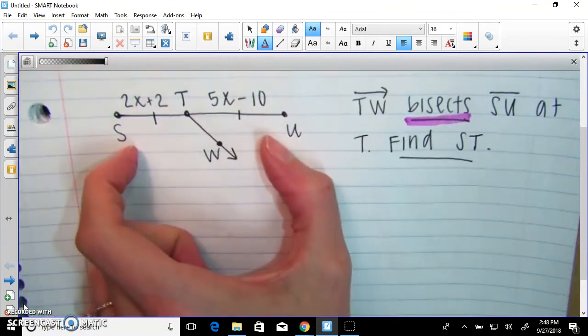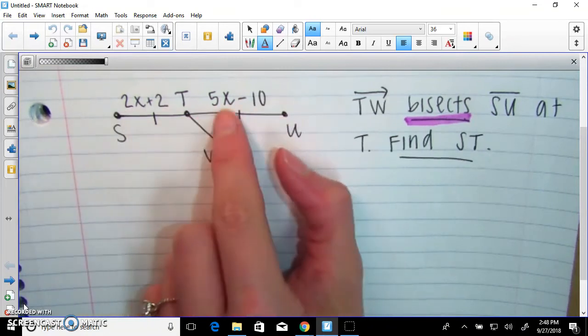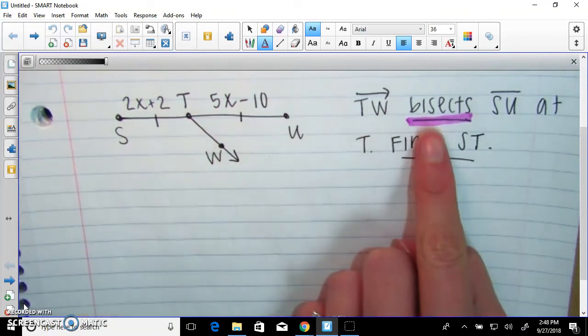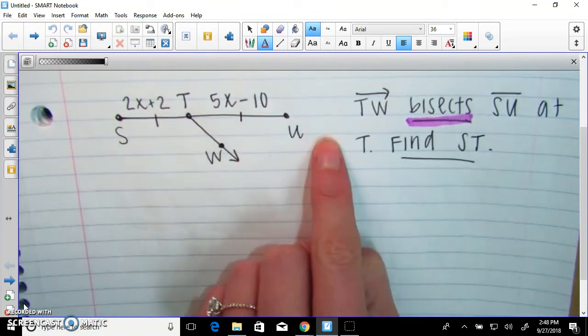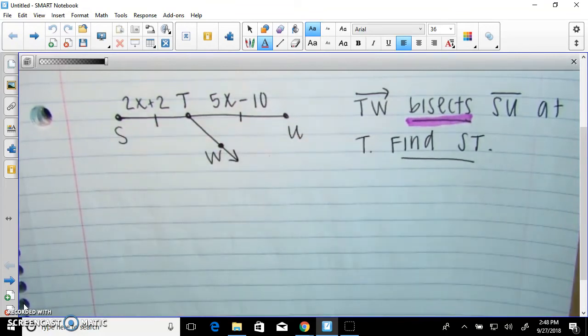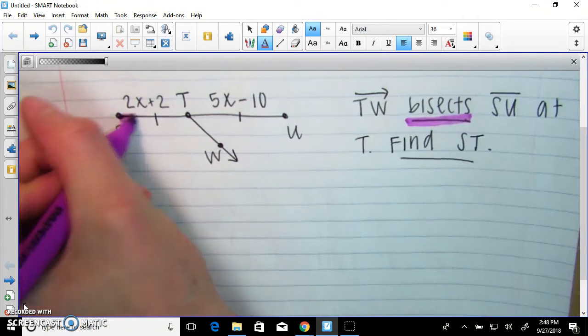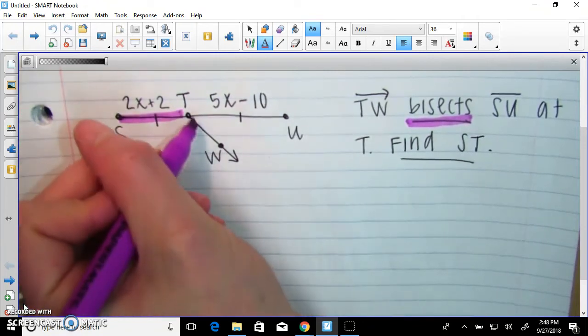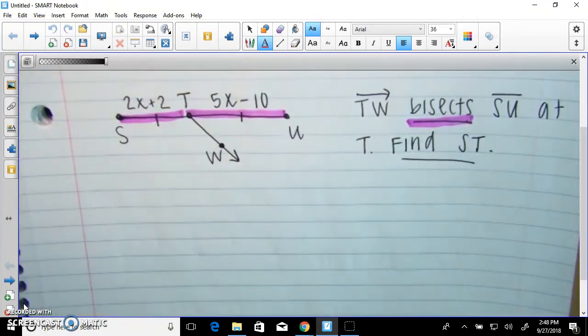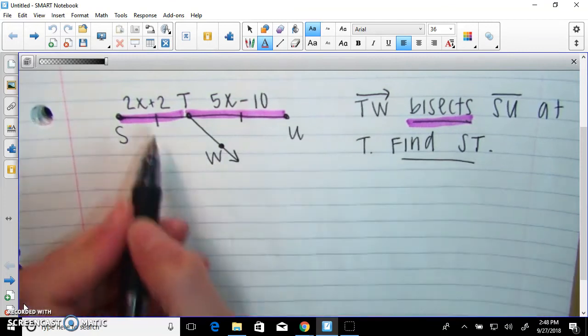So even though my picture is not drawn very perfectly, and it may not look like it's cutting it in half, if it tells us that it bisects the segment SU, then that means that ST right here is going to be exactly the same length as TU here. Again, the picture may not be drawn to scale, just like mine is not. Eventually, they want us to find the length of ST.